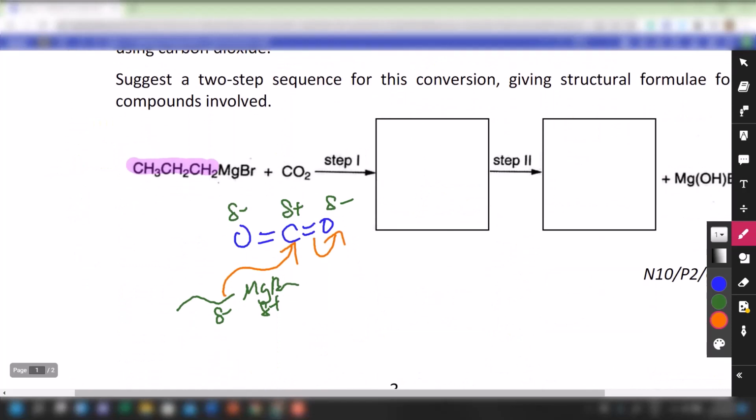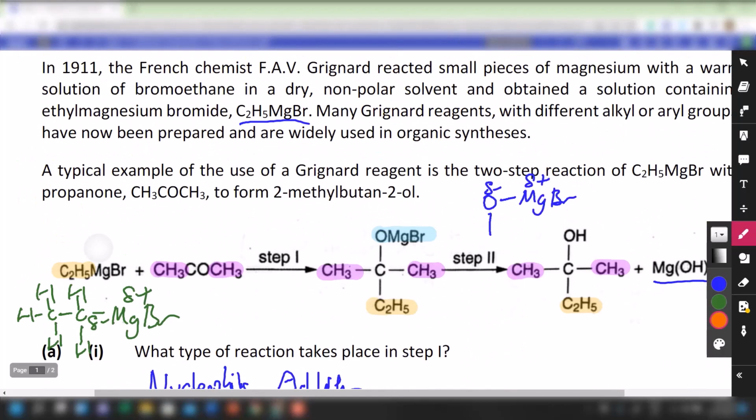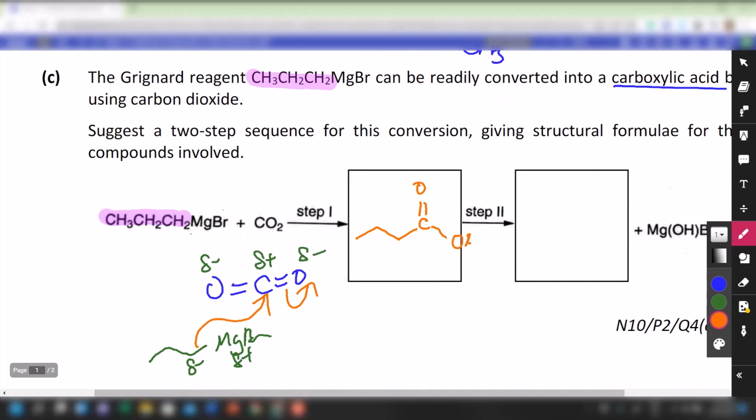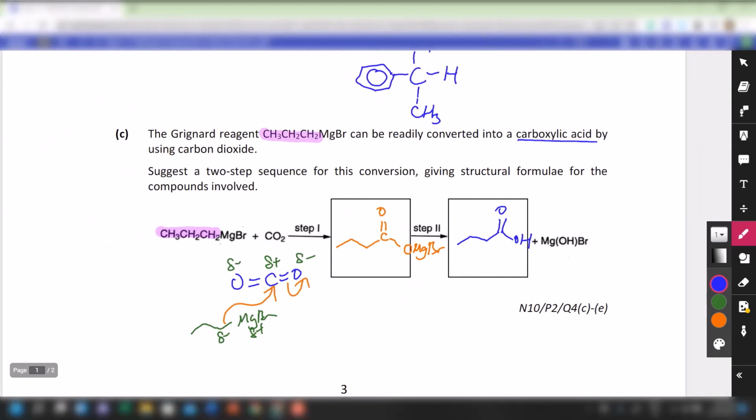With that, what I'm going to get here is, I'm just going to draw out the ethyl group, sorry, the propyl group, and then bonded to a C double bond O, and then you expect an O minus, but remember earlier on, the O is bonded to MgBr, so I'm going to just write it out as OMgBr. I'm just following what happens above. And then of course the next step is likely to be a hydrolysis step, so I'm just going to draw out the carboxylic acid, OH, and then MgOHBr.